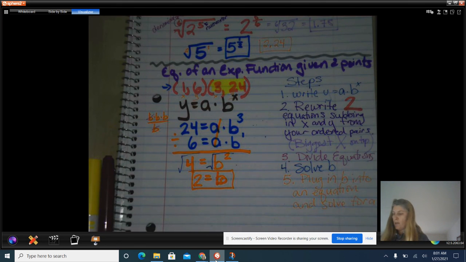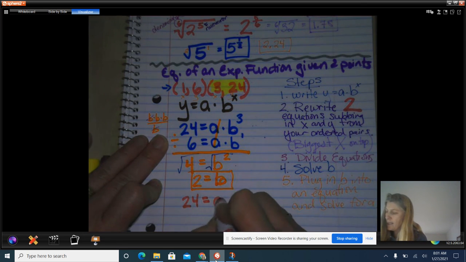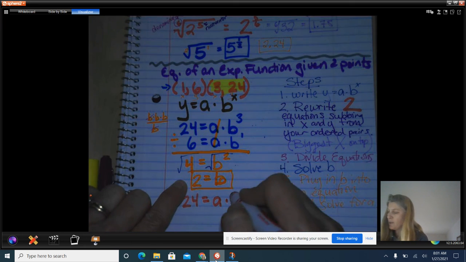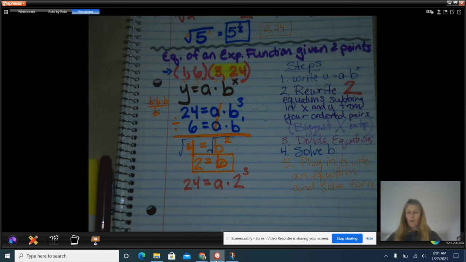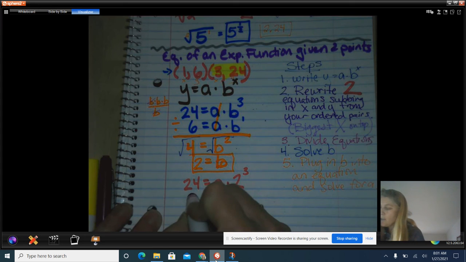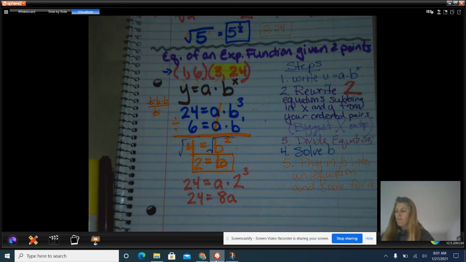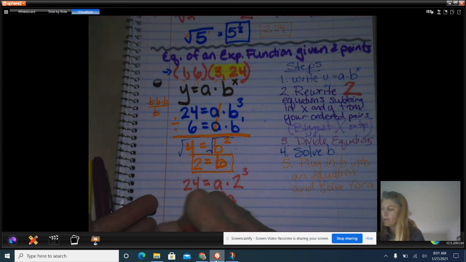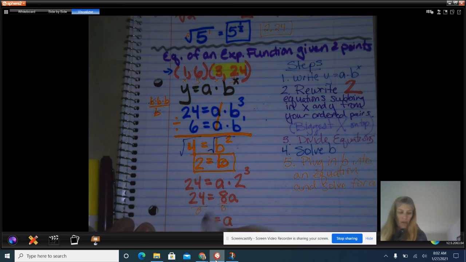Like I said, it doesn't matter which one that you use, but I'm going to go ahead and write 24 is equal to a times, my b is 2, so I'm going to substitute that 2 in to the third power. So now we're going to go ahead and solve for a using our order of operations. So 2 to the third power is 8. 2 times 2 is 4 times 2 is 8. So we have 24 is equal to 8a. We're now going to do the opposite of multiplying by 8, solving for a, which is dividing both sides by 8. These cancel out, so a is equal to 24 divided by 8, which is 3.